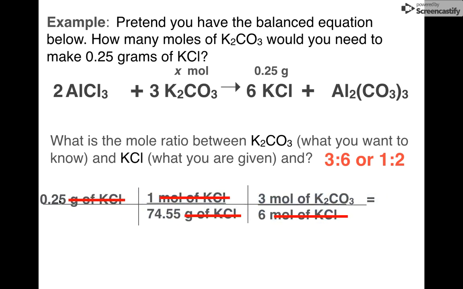So in your calculator, you can do 0.25 divided by 74.55, multiplied by 3 divided by 6. What do you get? 0.0017 moles of K2CO3. So you can see why the second kind of version of this is a little bit harder, okay? So make sure you go over these. If you have any questions, let me know.